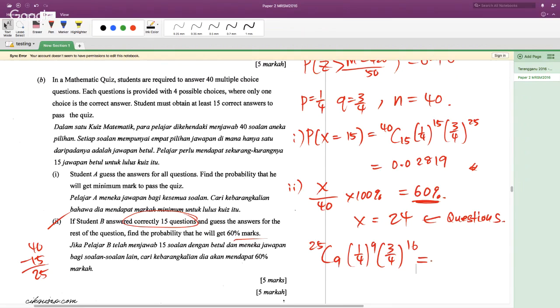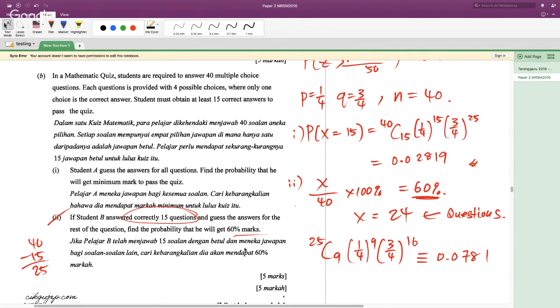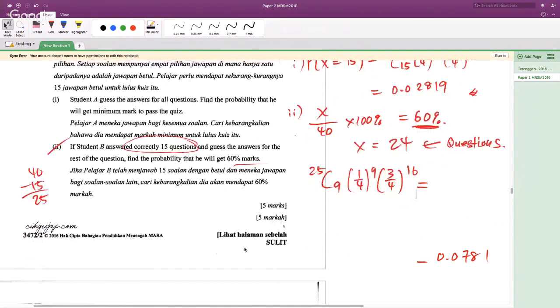Yeah, definitely I made some careless mistake here. It's not 52, it's 25. So you should get 0.0781, which means you will get 7.8%. You will get 60 marks if you guess the other 25 questions. So there is a 7 to 8% chance you will still get 60 marks. Okay, so let's go to the next question, question 10.